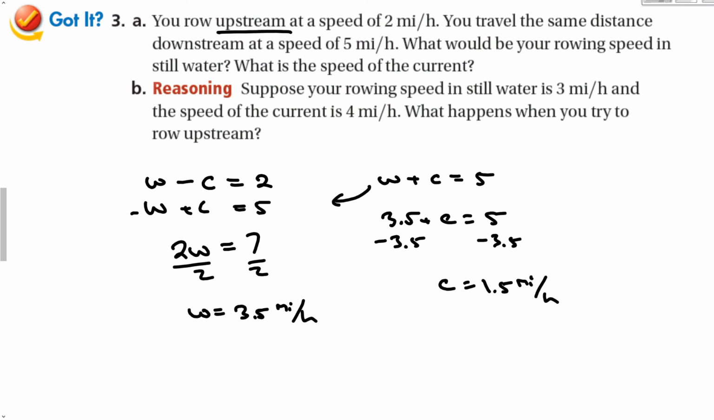Suppose your rowing speed in still water is 3 miles an hour. The speed of the current is 4 miles an hour. What happens when you try to row upstream against the current? Well, if you can only go this fast, but the current is pushing you faster away, you are not going to be able to go upstream. It's going to push you back downstream. You're going to be going -1 miles per hour, which means you're going to be going backwards. So turn around and go the other way.